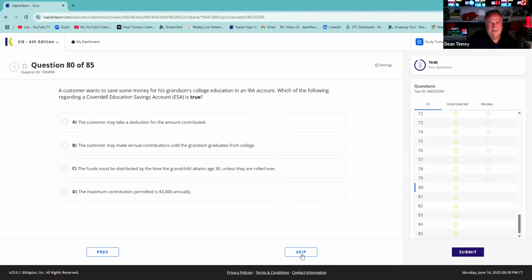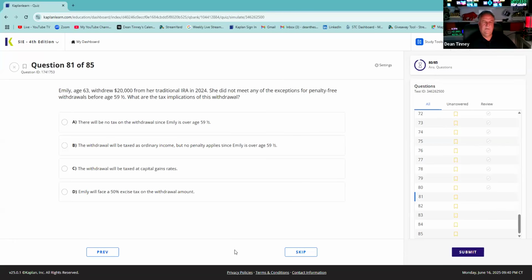A customer wants to save money for his grandson's college education in an IRA account. Which of the following regarding a Coverdell savings account is true? The customer may take a deduction for the amount contributed. The customer may make annual contributions, which cannot be made until the grandson graduates from college. The funds must be distributed by the time the grandchild attains age 30, unless they are rolled over. The maximum contribution permitted is 3,000. I think it's C as in cat. You are correct.